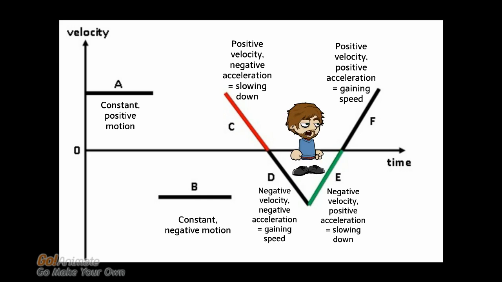Now, let's look at sections D and F. In both cases the velocity and acceleration are in the same direction. And, in both cases the object is gaining speed. So, if you want to go faster, accelerate in the same direction as the motion. But, if you want to slow down, accelerate in the opposite direction of the motion.